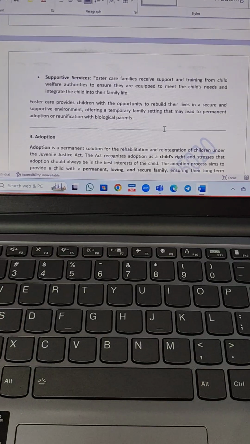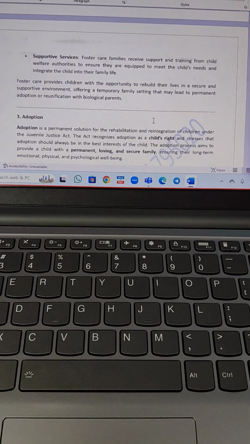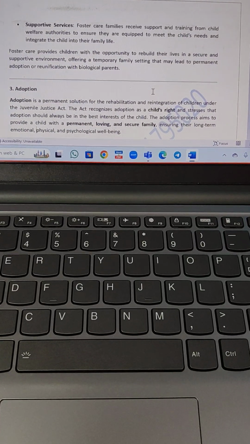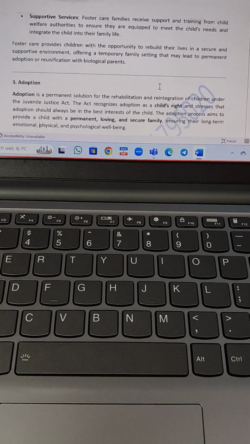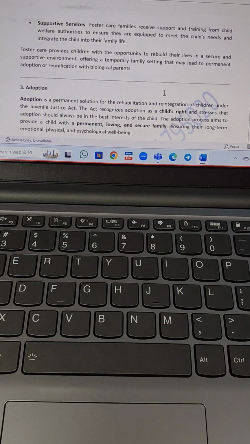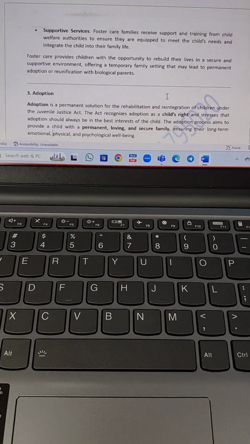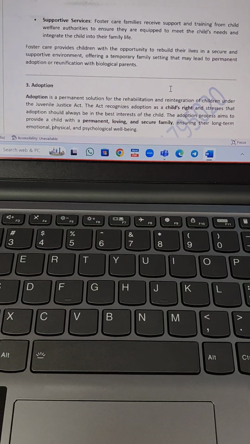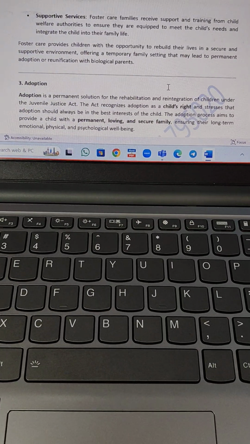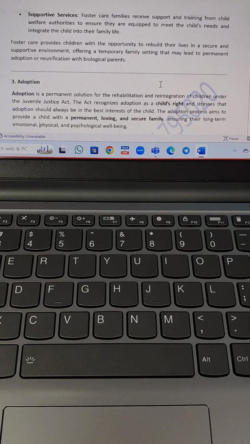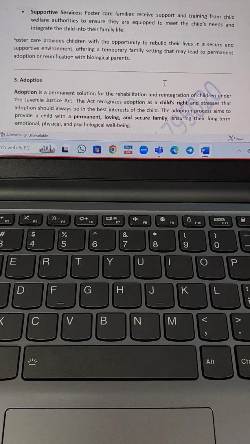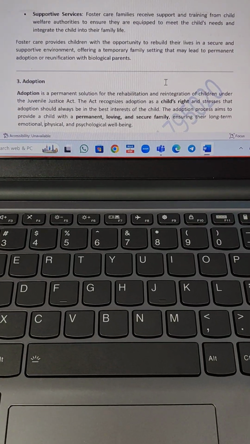Now supportive services. Foster care families receive support and training from the child welfare authorities to ensure that they are equipped to meet the child's needs and reintegrate the child into family life. Foster care provides the child with an opportunity to rebuild their life in a safe, secure and supportive environment, offering a temporary family setting that may lead to permanent adoption or reunification with the biological parents.